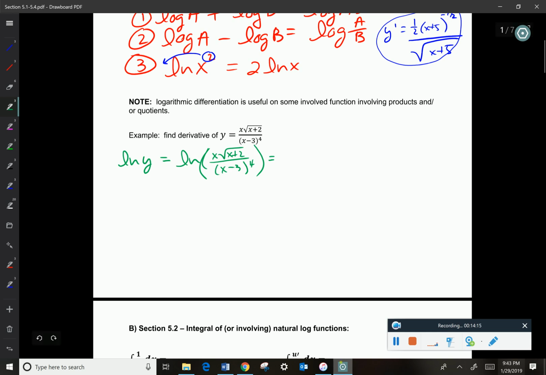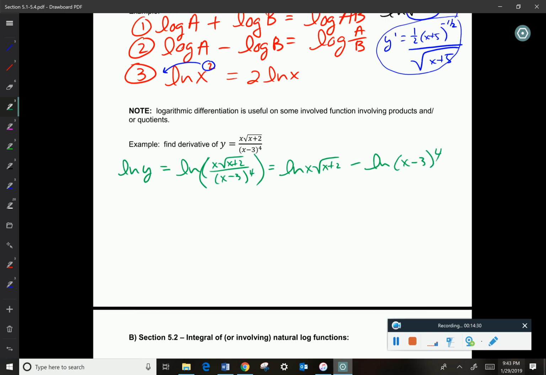So first of all, I'm going to write it as natural log of x times the square root of x plus 2, so that's the top, minus natural log of the bottom. So I used that second log property. And so now I'm going to do 2 properties at once. I'm going to do the first property on this one, turn that into addition. And at the same time, I'm going to do that third property, and that square root, I'm going to bring the 1/2 out in front, and then that 4 I'm going to bring out in front.